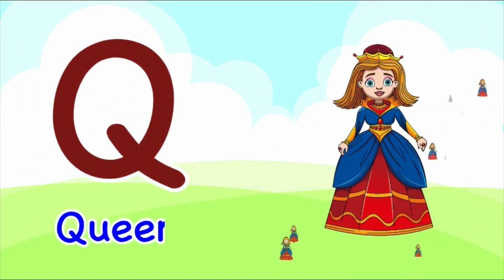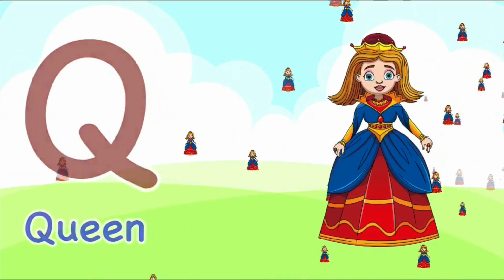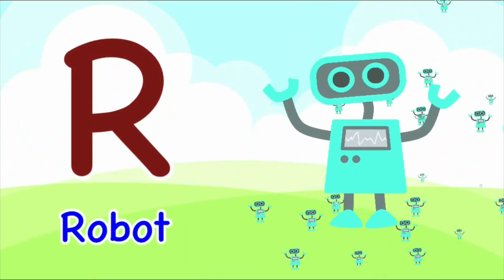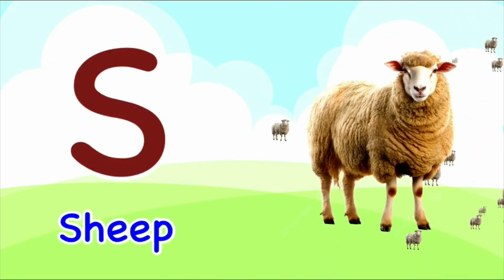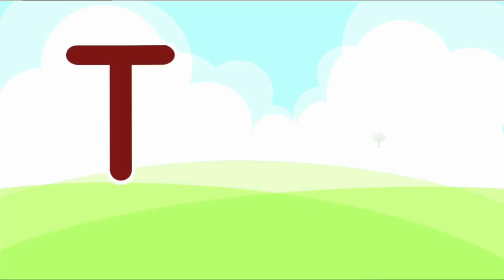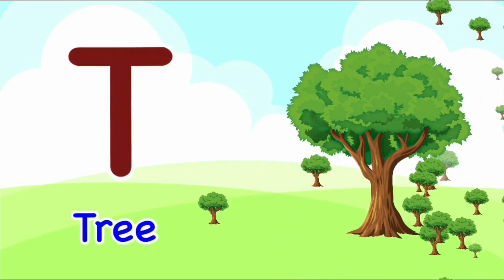Q for queen. R for robot. S for sheep. T for tree.